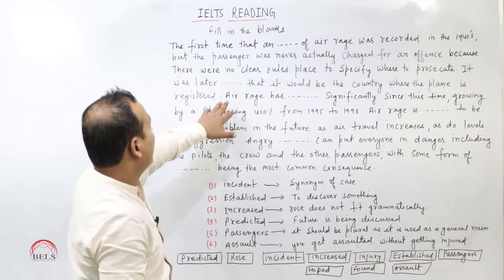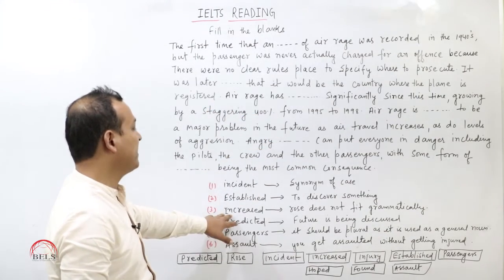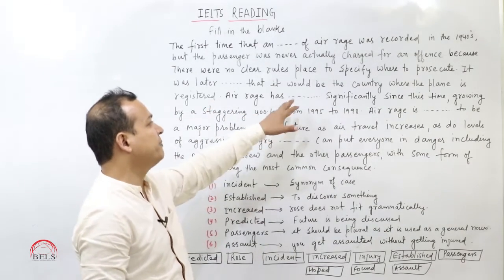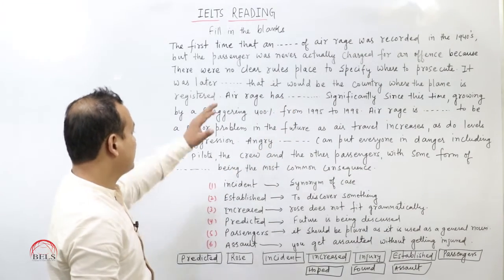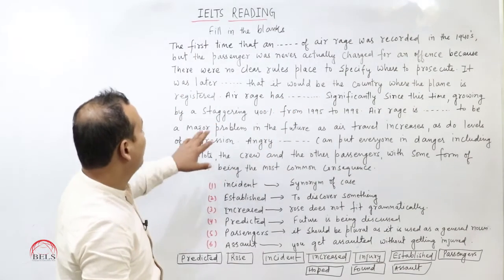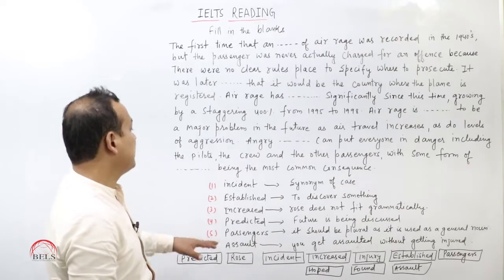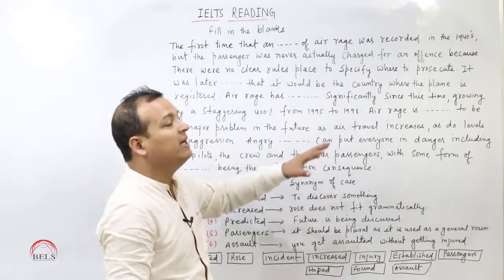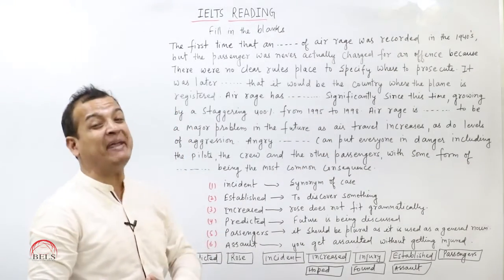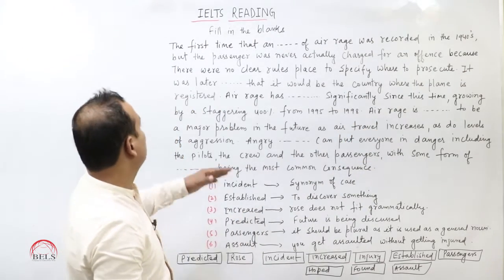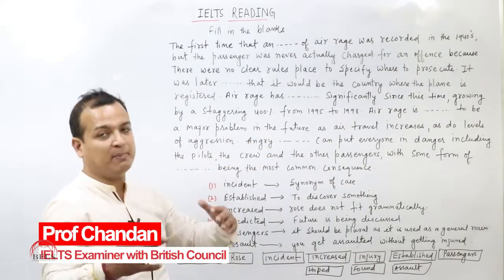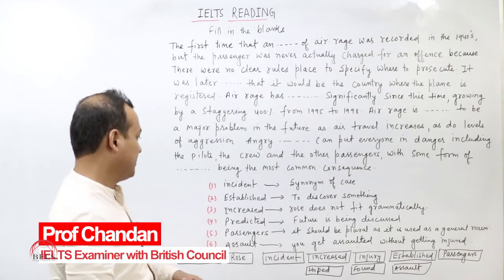Third answer is air rage has increased. Why not rose? Because if you write down the word rose, it will not fit there grammatically. So that's the reason we have used increased. Fourth answer is air rage is predicted, because we are talking about the future. The future is being discussed. That's the reason: air rage is predicted to be a major problem in the future. We are talking about the future, so we have to use predicted.